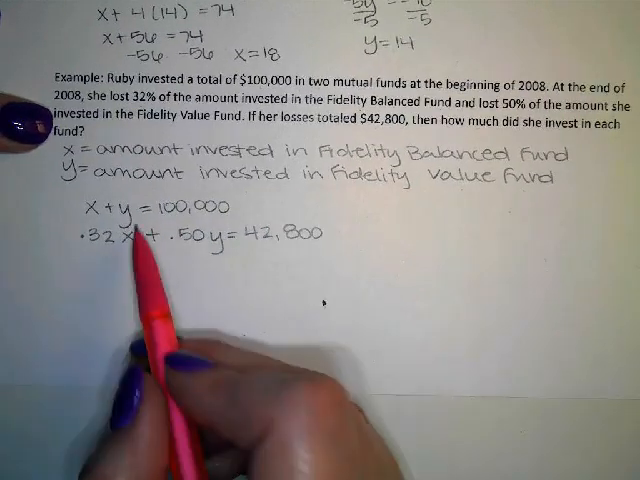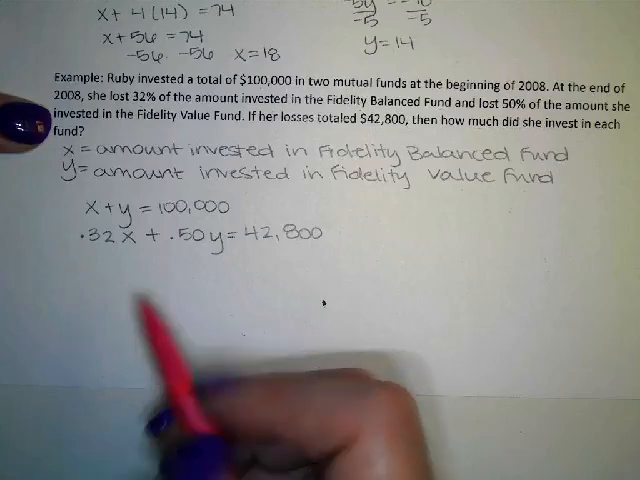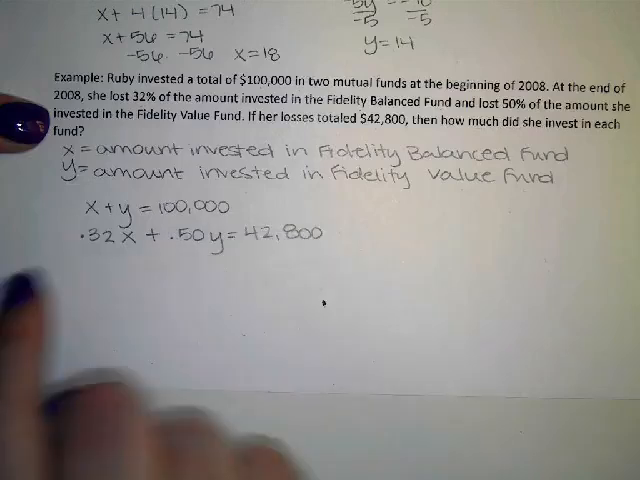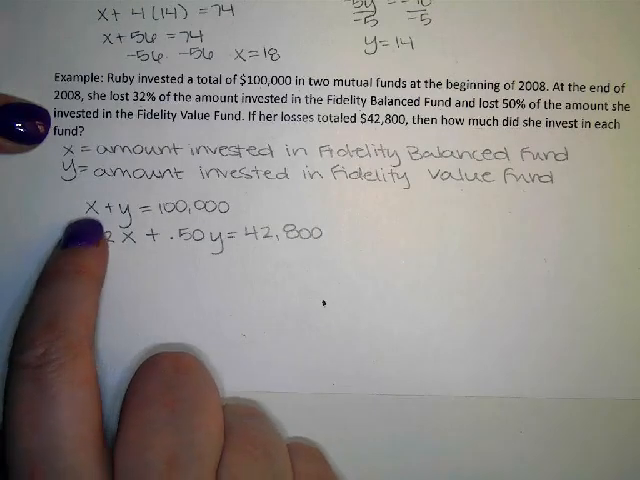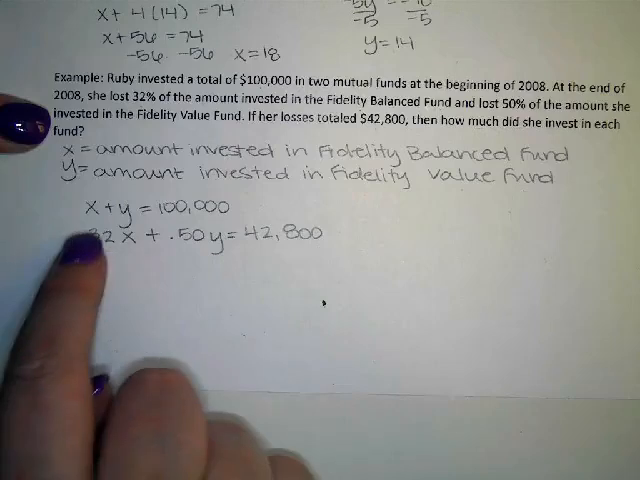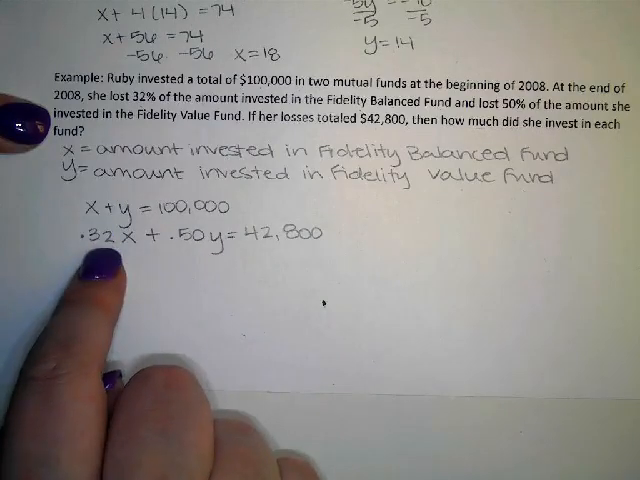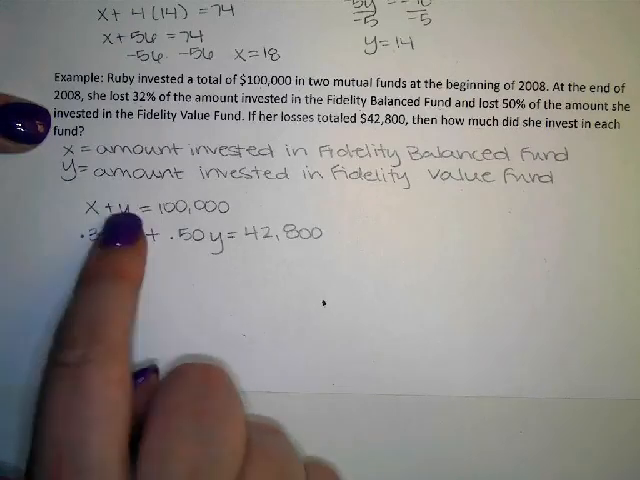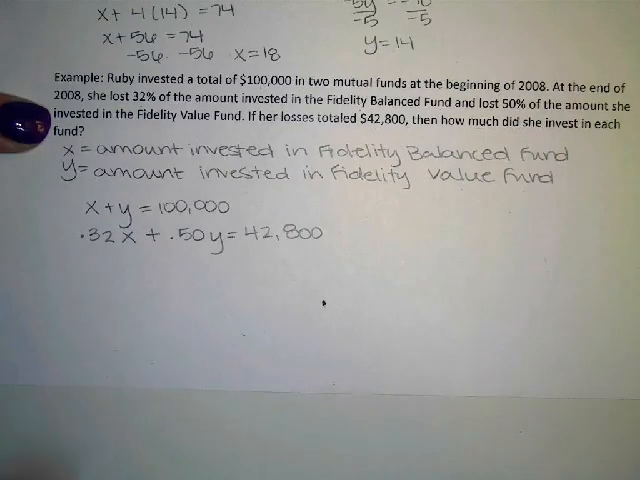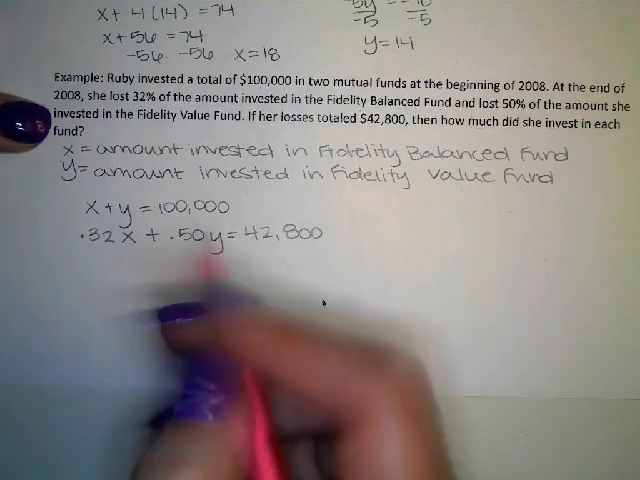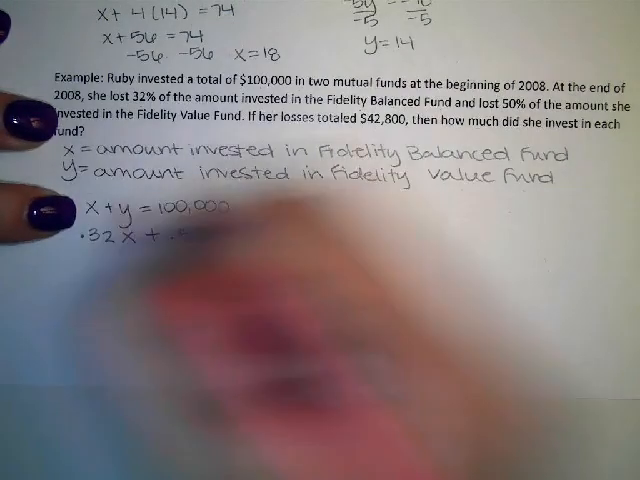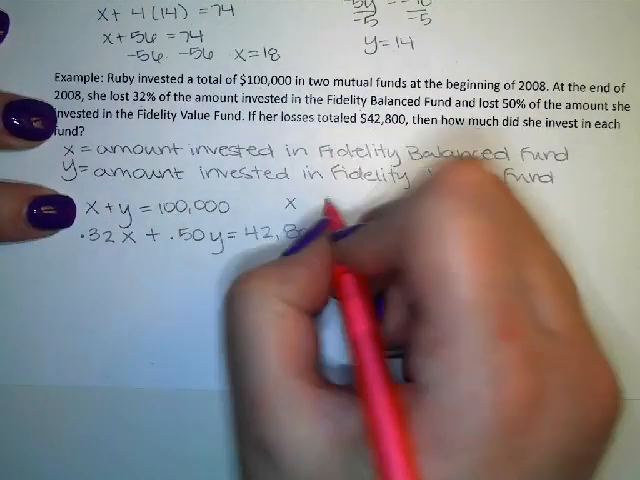So to do elimination on this problem, I could either multiply the top equation by negative 0.32 if I wanted to eliminate the x's, or I could multiply the top equation by negative 0.50, and that would eliminate the y's. So either of those options would have been fine. Instead, I'm going to solve this problem using substitution just to show you guys another method for an application problem. So I'm going to leave the x right here, and I'm just going to subtract the y to the other side. So x is negative y plus 100,000, and then I'm going to substitute it in for the x right here.